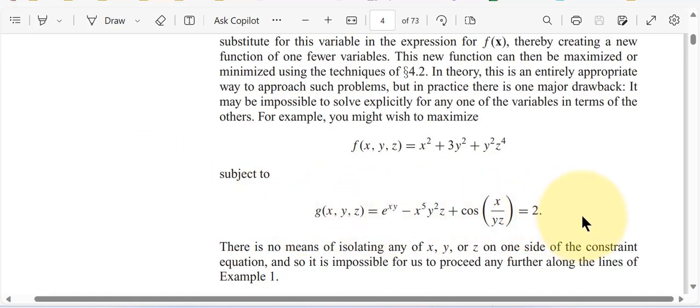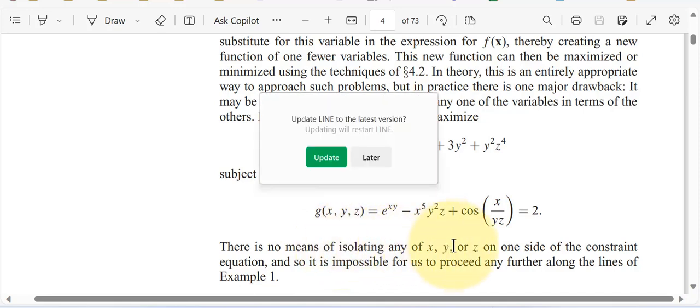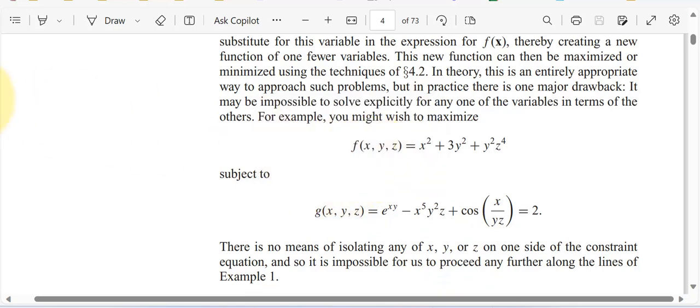She says, suppose this was your constraint. So this is not so simple anymore. It has an exponential here, it has a cosine here, and so on. And she says there is no means of isolating any of x, y, or z on one side of the constraint equation. And so it's impossible for us to proceed any further along the lines that we just did in example 1.